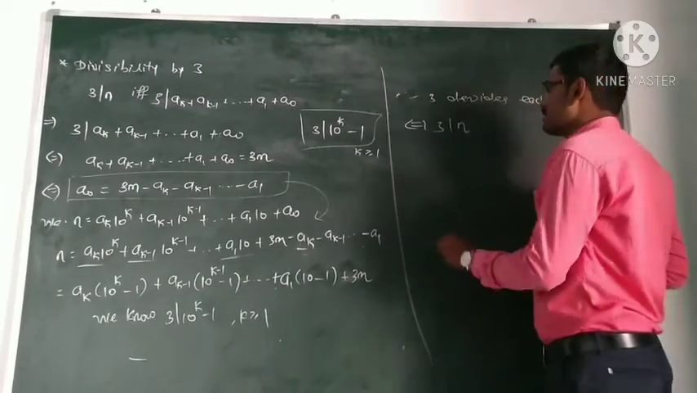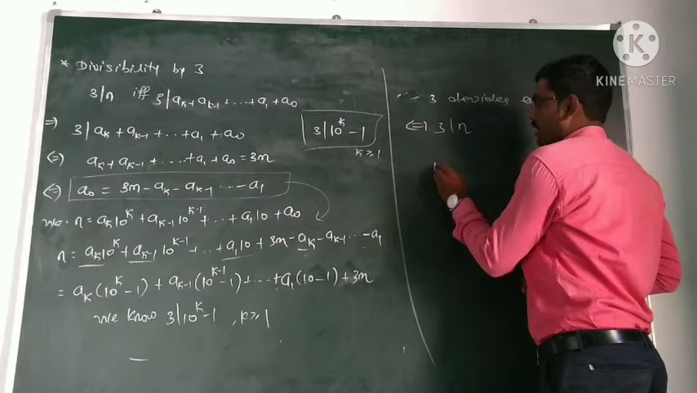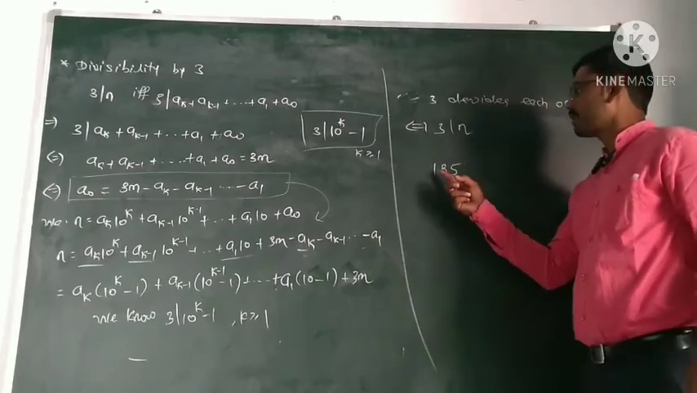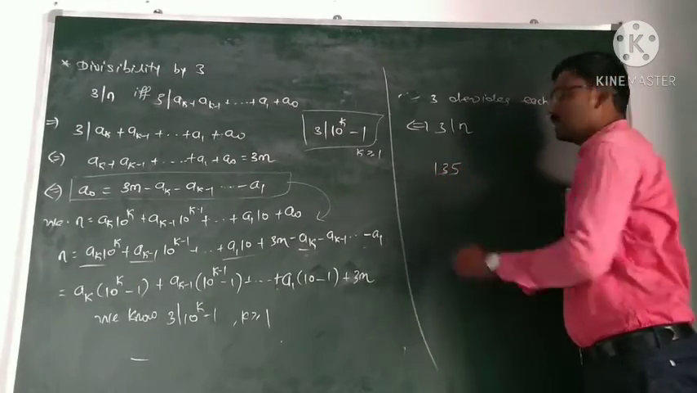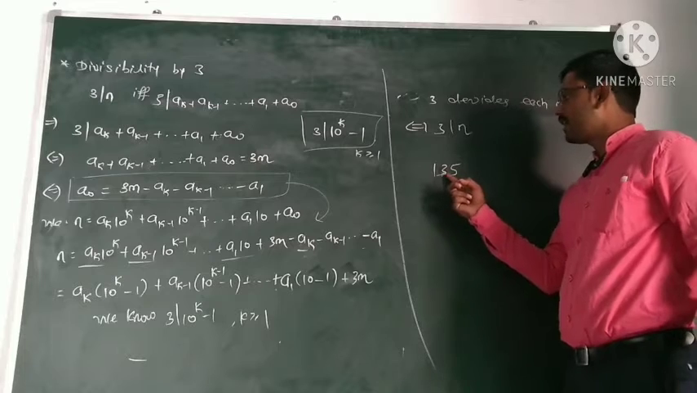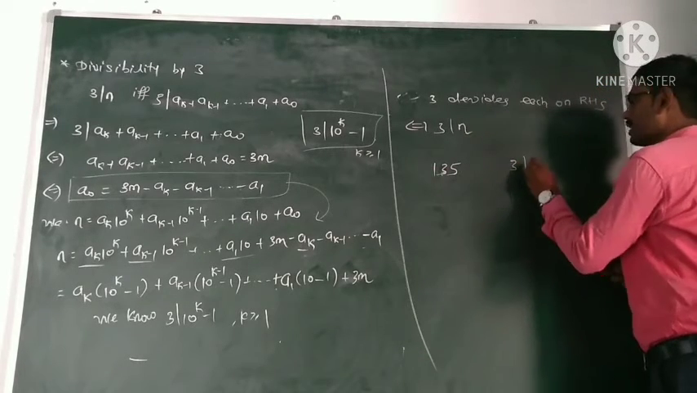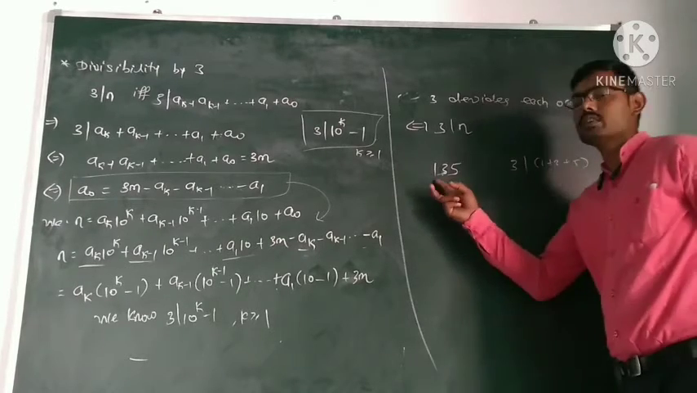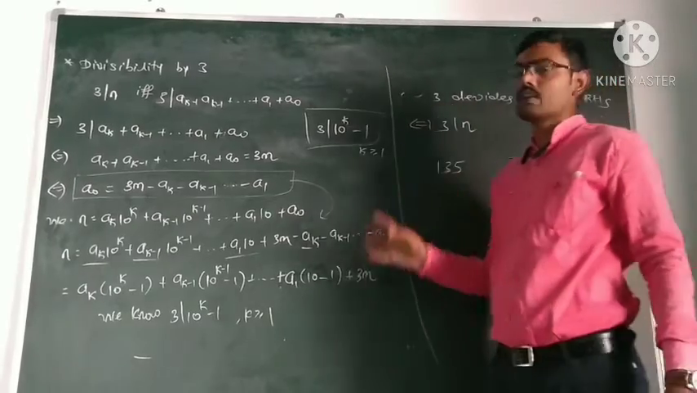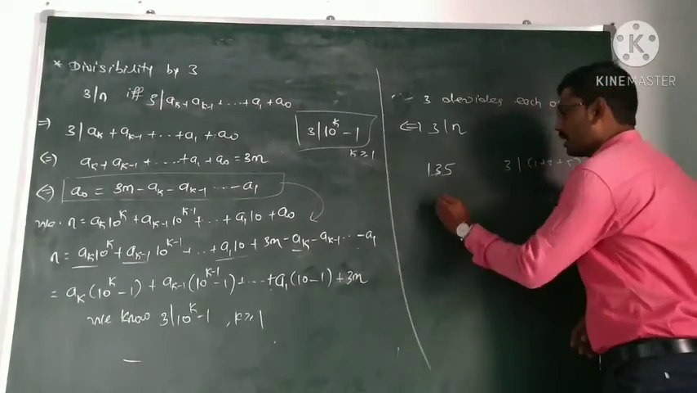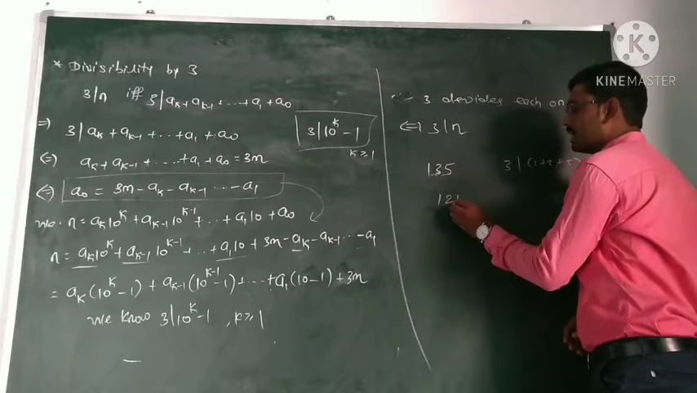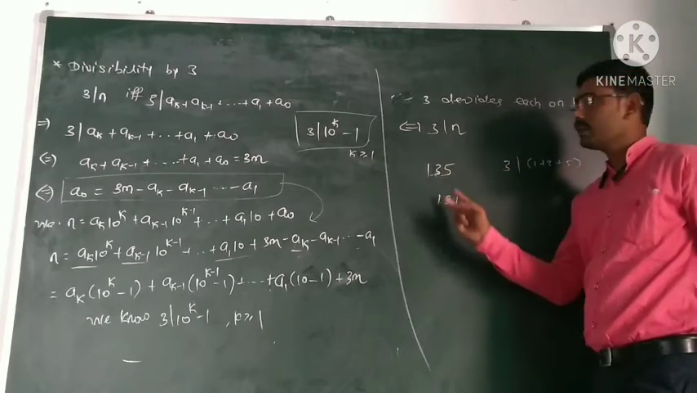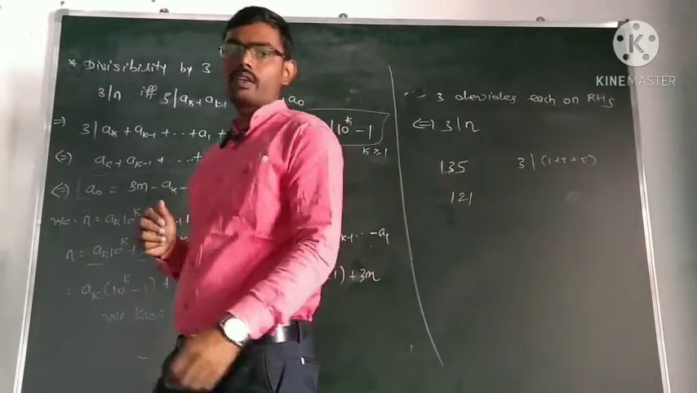For example, consider the number 135. Okay. Now the sum: 1 plus 3 plus 5. 5 plus 3 is 8. 8 plus 1 is 9. And 3 divides this sum, 1 plus 3 plus 5. 3 divides 9. So 3 divides 135. This is the test of divisibility by 3. Okay. Now here 121. 2 and 1 is 3 and 1 is 4. 3 does not divide 4. So 3 does not divide 121. Okay. This is the use of divisibility by 3.